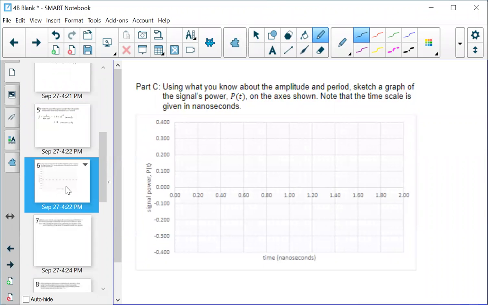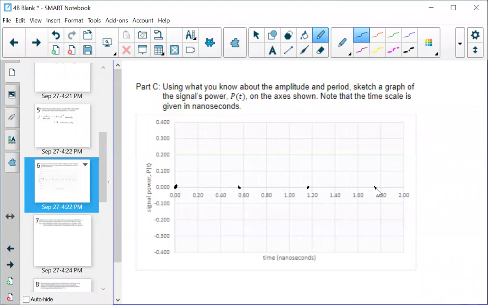Part C, using what you know about the amplitude and period, sketch a graph of the signal's power, P of t, on the axes shown. Note that the time scale is given in nanoseconds. All right, so we're going to start here at the origin. I'm going to get my points where the graph crosses the x-axis, and just mark those. And then we'll mark the high and low points.